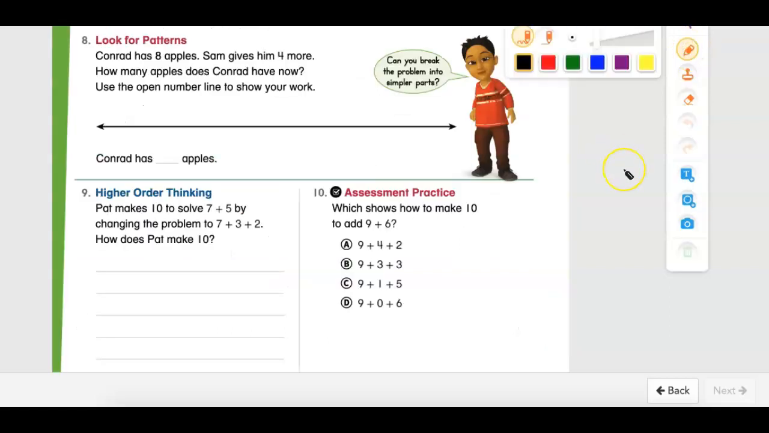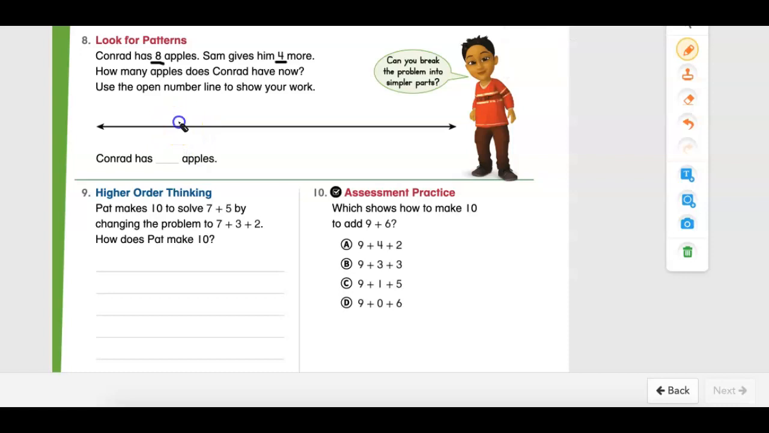For the last page of our workbook in our lesson today, we are working on page 132. On number 8, it tells us to look for patterns. Conrad has 8 apples. Sam gives him 4 more. How many apples does Conrad have now? Use the open number line to show your work. Now, if you remember, on an open number line, we do not have to write every single number. We can just write the numbers that we are working with. So Mrs. Collier will set up your number line for you, then I want you to solve.